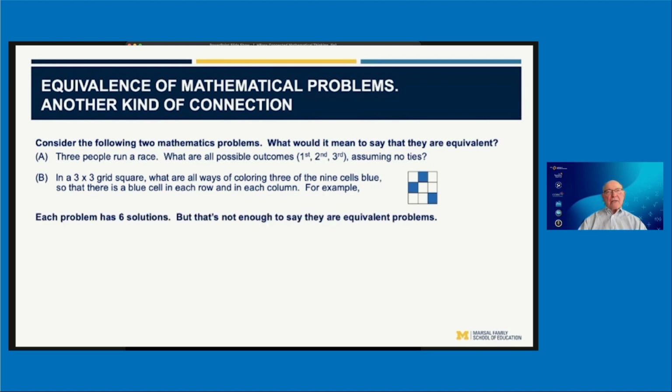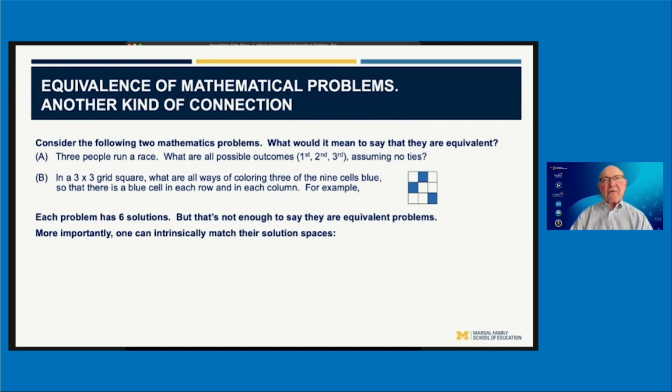So what does it mean to say that these two problems are mathematically the same or equivalent? Well, on the one hand, each of the problems has 6 solutions, but that's hardly enough to claim that the two problems are the same. More importantly, one can intrinsically match their solution spaces.